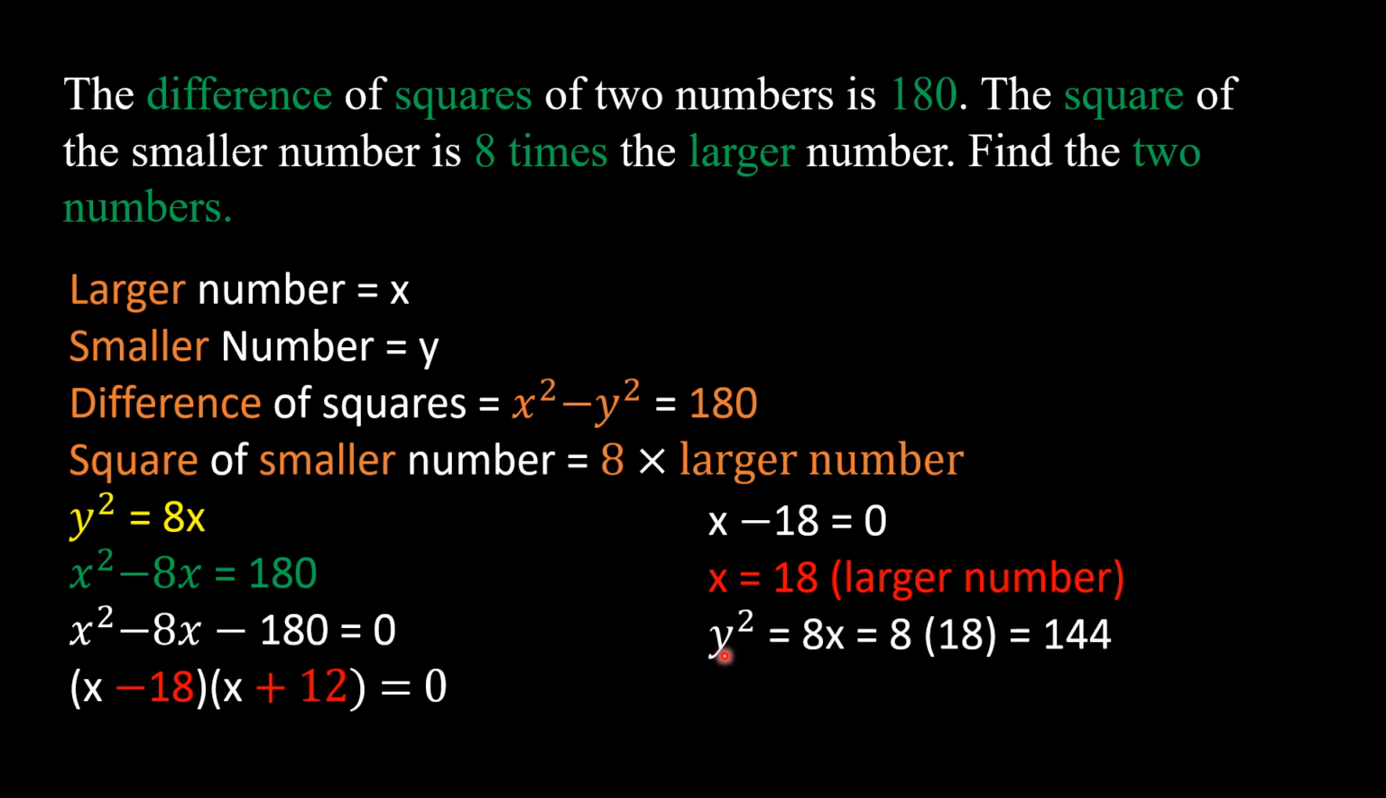Now we have y squared equal to 8x. We will put the value of x here, which is 18. So we get y squared equals 8 multiplied by 18, which will be 144. We will take the square root of y squared and 144 and get y equals 12, which is our smaller number. So we get our smaller number y as 12.